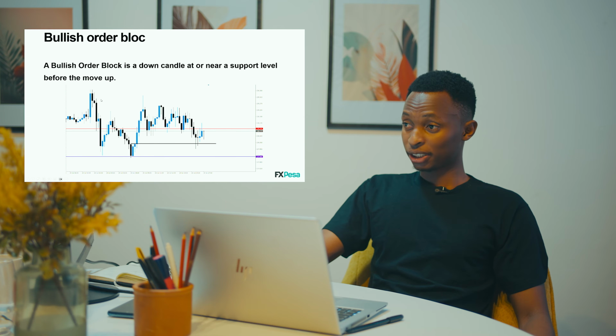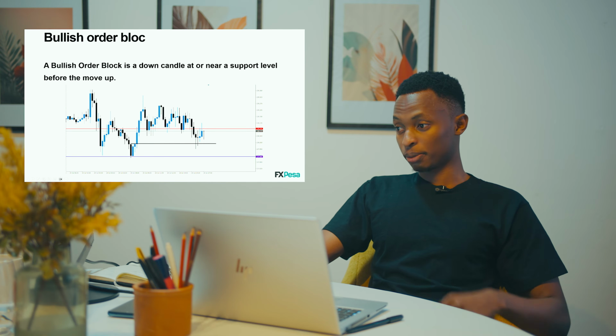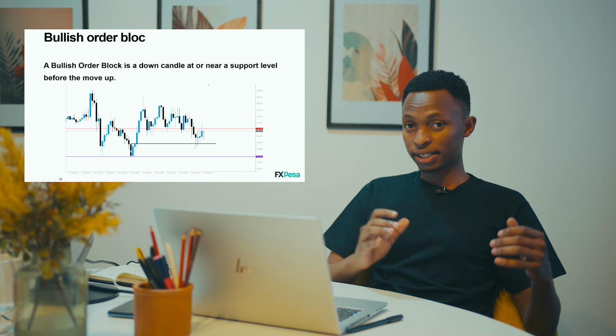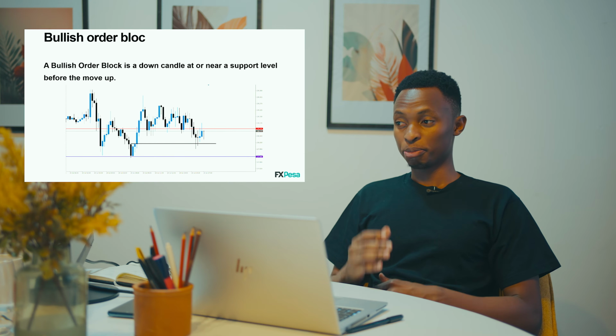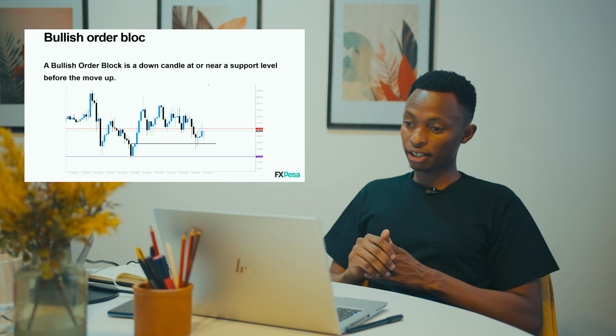But at the same time, let's try and define what order blocks are. A bullish order block is the last down candle at or near a support level before a move up. So it's typically the last candle you see before prices shoot up. This is the last point where sellers were strong before buyers came into the market, simply put. And that's how you identify a bullish order block.